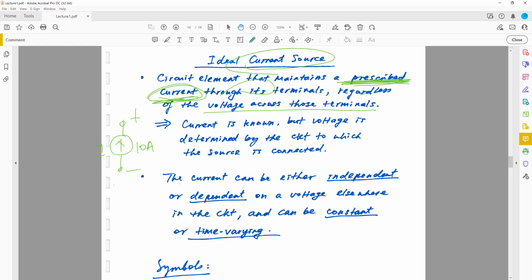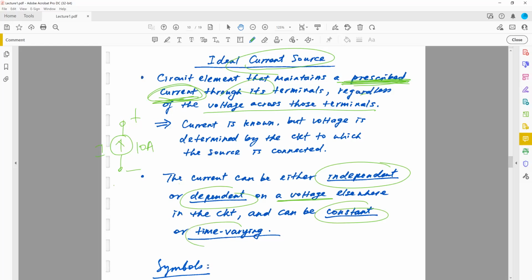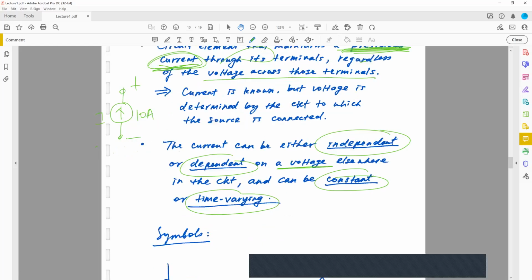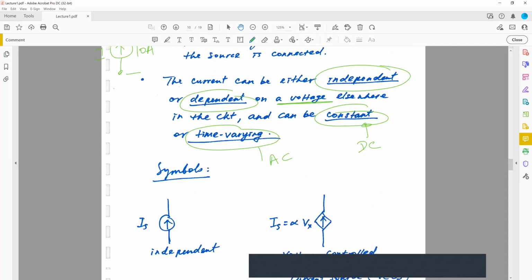Okay, so similarly, the current can be either independent or dependent. And the dependency can be on voltage or current elsewhere in the circuit. And again, it can be some constant voltage, constant current, or it can be time varying voltage or time varying current, right? Some of you probably know that constant refers to DC voltage, DC current, while time varying refers to AC. So these two will be discussed in the subsequent lectures.